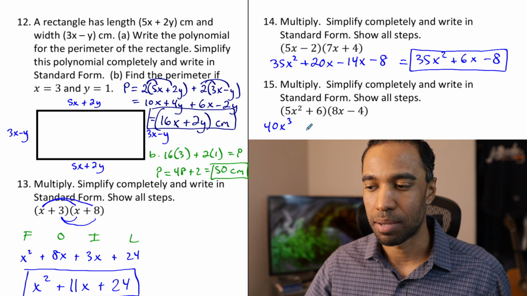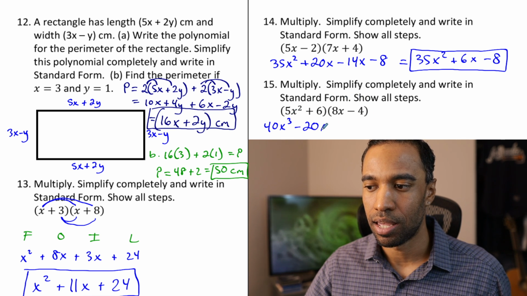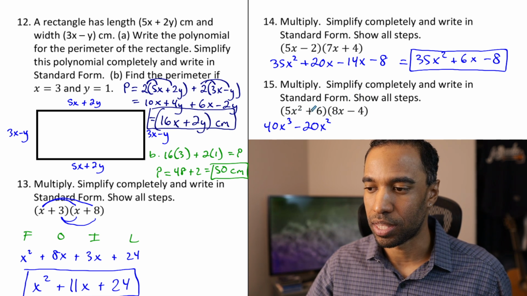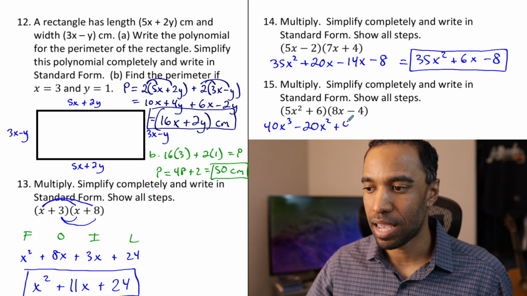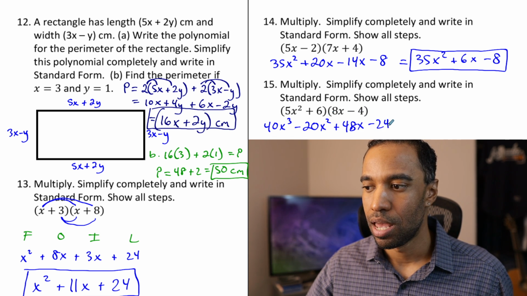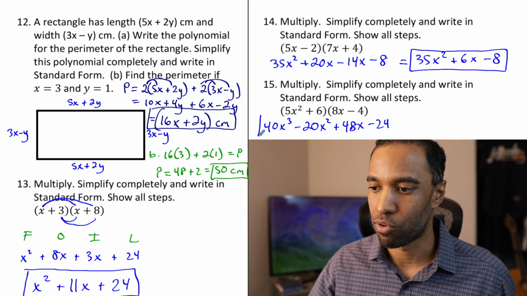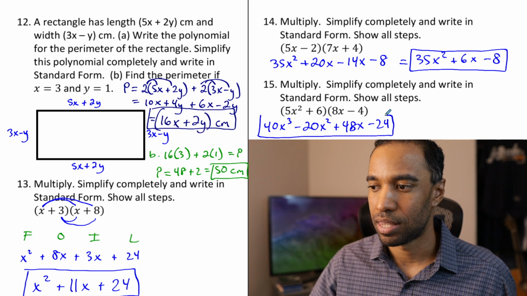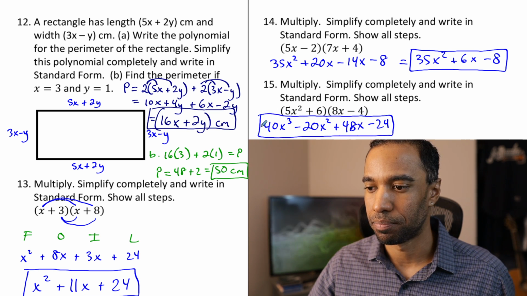Outside, 5x squared times negative 4, that is negative 20x squared. Bring the x squared with it. 6 times 8x is 48x, so plus 48x, and 6 times negative 4 is negative 24. Nothing combines. This is in standard form. You are good to go, guys. That is the final result of that one there.